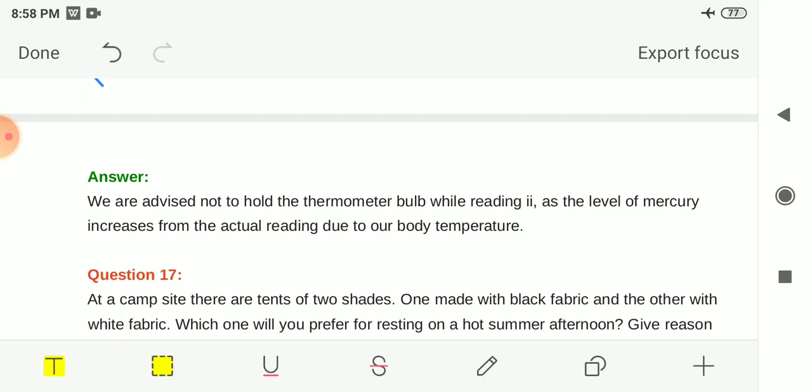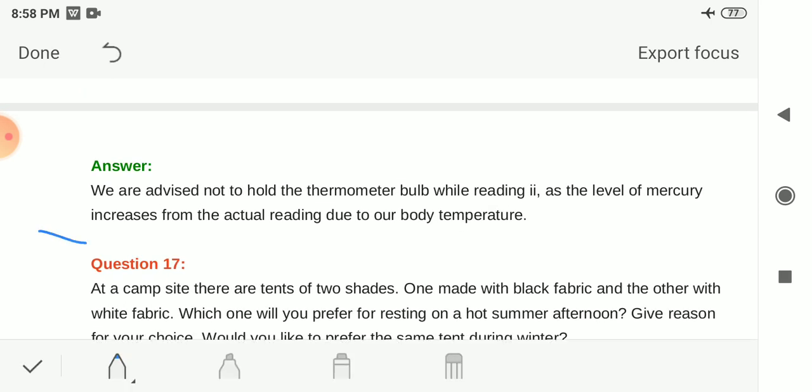We are advised not to hold the thermometer by its bulb while reading it, as the level of mercury increases from the actual reading due to our body temperature. As we are holding the bulb, and the bulb can sense the temperature, the reading of the thermometer will increase due to our body temperature. So it is advised not to hold the thermometer by its bulb, but from the side opposite the bulb.